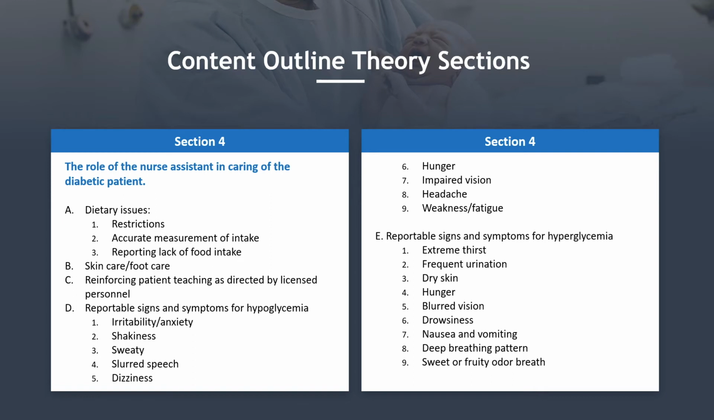D. Reportable signs and symptoms for hypoglycemia. Irritability, anxiety, shakiness, sweaty, slurred speech, dizziness, hunger, impaired vision, headache, weakness and fatigue. E. Reportable signs and symptoms for hyperglycemia. Extreme thirst, frequent urination, dry skin, hunger, blurred vision, drowsiness, nausea and vomiting, deep breathing pattern, sweet or fruity odor breath.